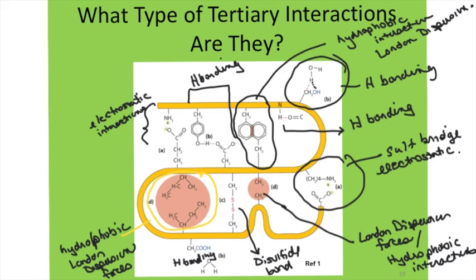Those include London dispersion forces or hydrophobic interactions. They are dipole-dipole interactions, which are polar. We call those hydrophilic interactions. And I don't see any here. Maybe this hydrogen bonding could be considered hydrophilic interactions. And then we have salt bridges or electrostatic interactions, and disulfide bonds.